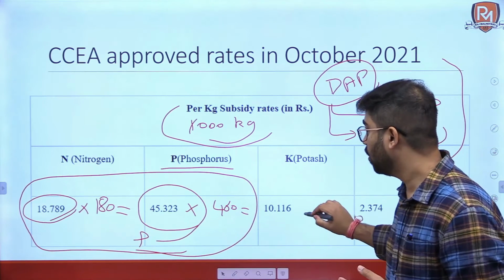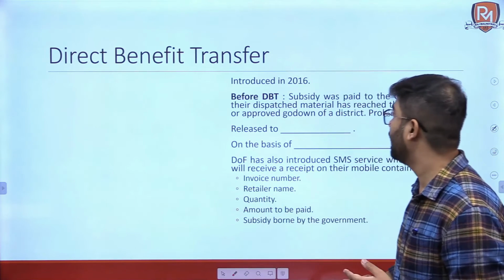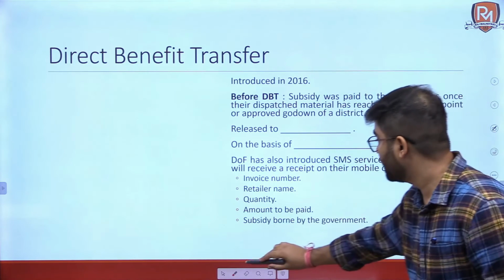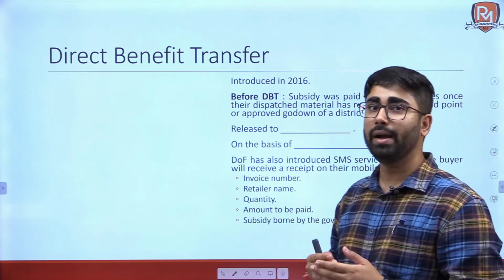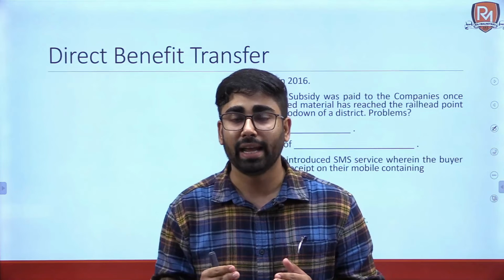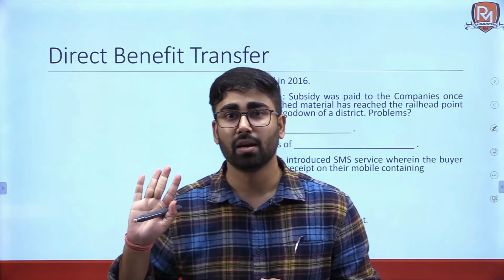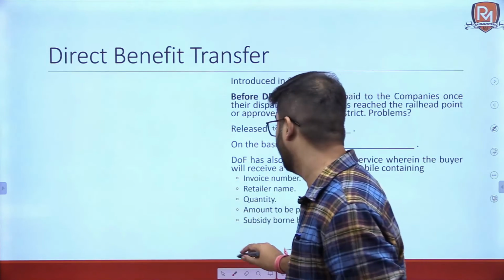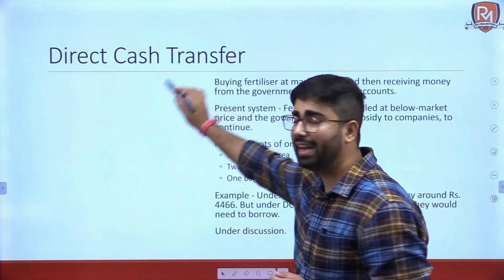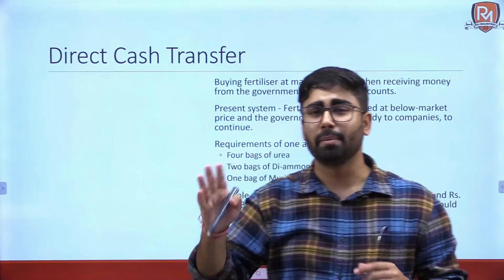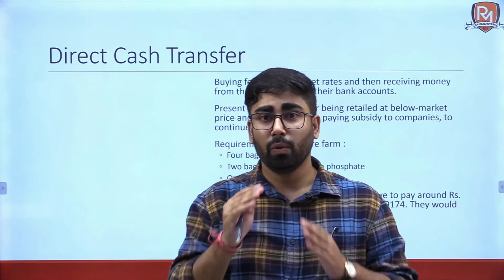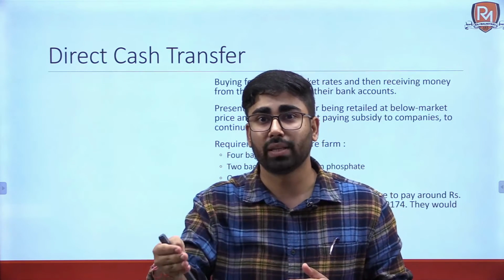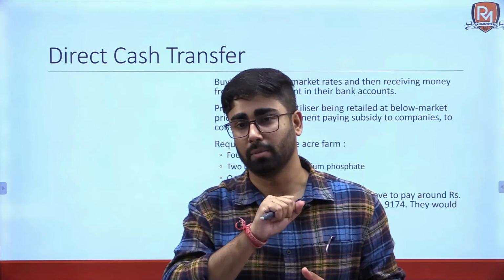Now, direct benefit transfer is basically the government transfers the subsidy to the retailers after the fertilizer has been purchased by the farmers. So it is this only, direct benefit transfer. And direct cash transfer is a pilot scheme. It is in the making that why don't we directly transfer the cash to buy fertilizers to the farmers, okay.